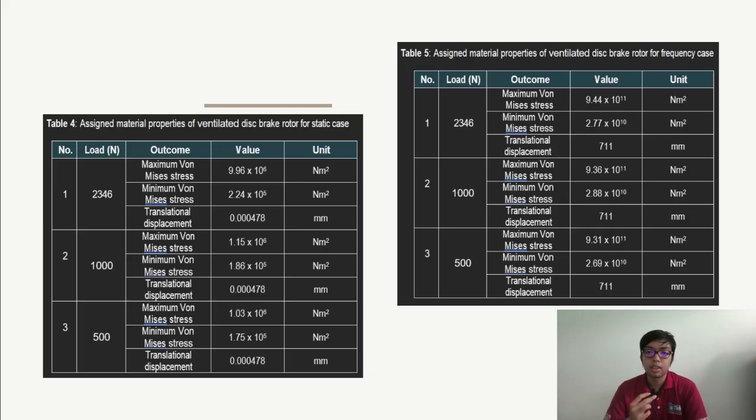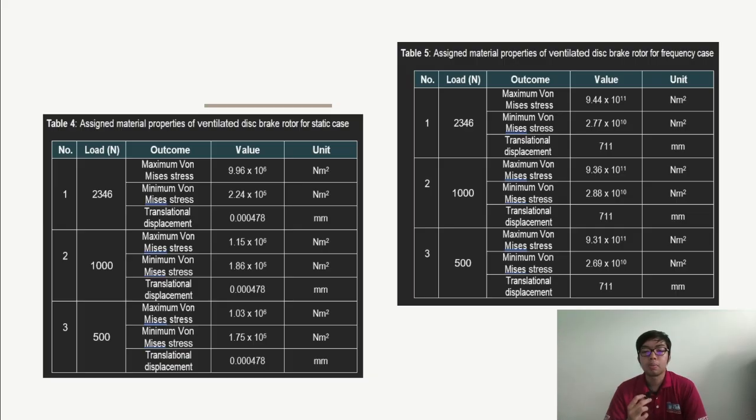Table 5 shows the stress values and translational displacement value for the frequency case. So for the first applied load, the maximum von Mises stress value is 9.44 times 10 to the power of 11 Newton per meter squared. The minimum von Mises stress value is 2.77 times 10 to the power of 10 Newton per meter squared. And the translational displacement is 711 millimeters.